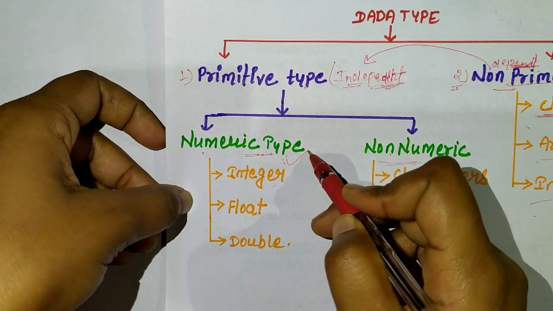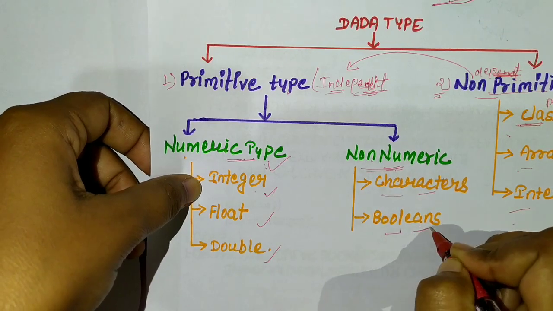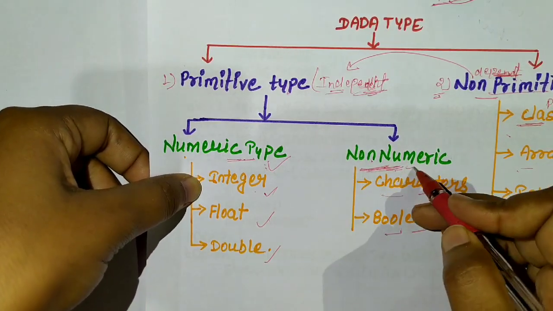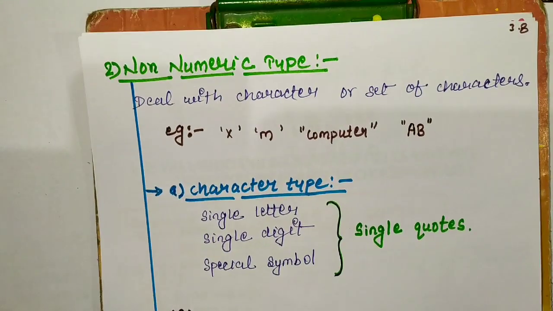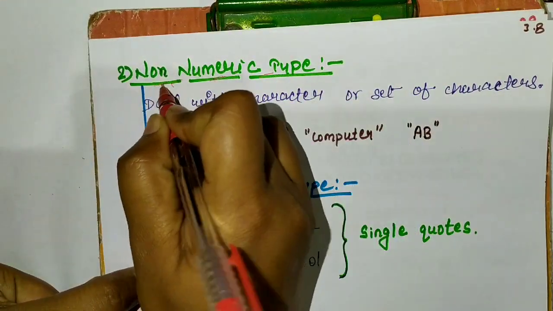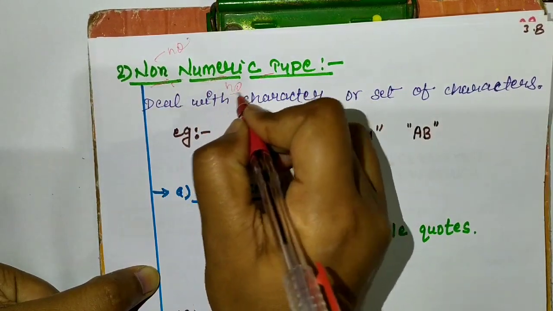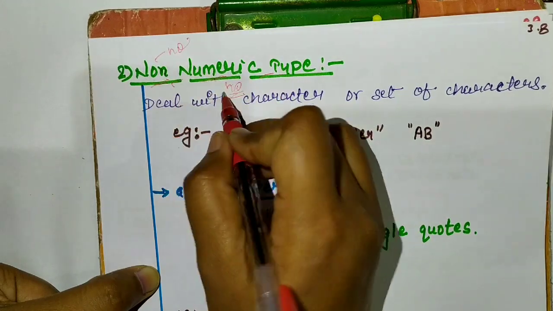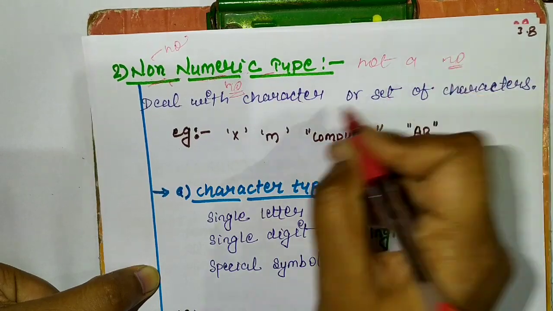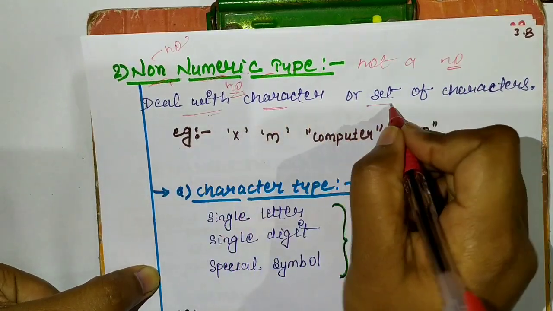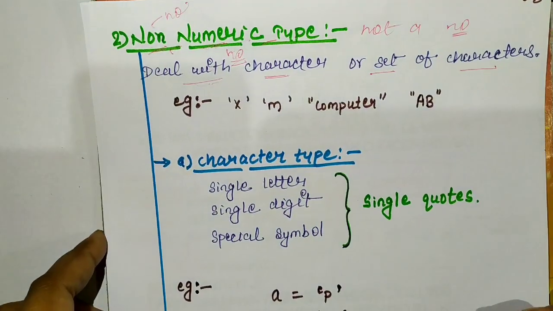Now the numeric type is completed. We discussed integer, float and double. Let me discuss the non-numeric types, character and boolean. Non means no, numeric means number, so non-numeric means no numbers. It deals only with a character or set of characters. Non-numeric type does not contain any number.